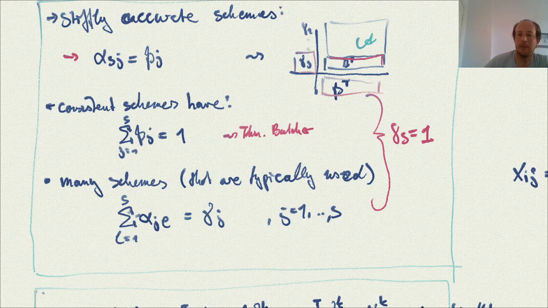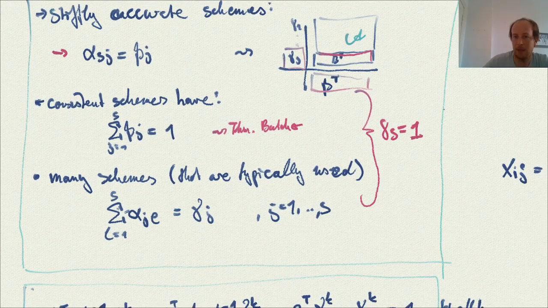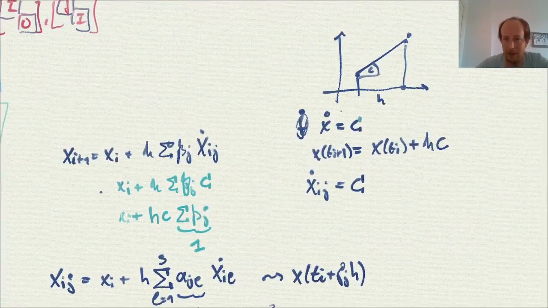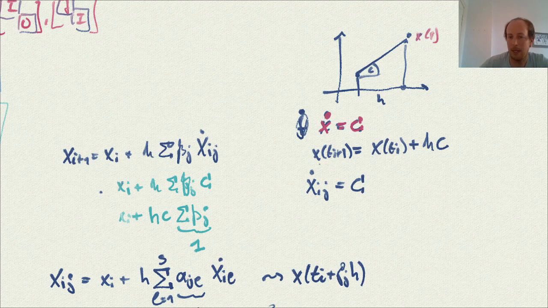Well, that's like the easiest condition to check that this should be the case. But I have tried to motivate this here with this example. If one looks at this easy ODE, x dot is just a constant, then this is what the x looks like. And in particular, one has x(t_i+1) is just x(t_i) plus h times the constant, because the constant is basically the slope.